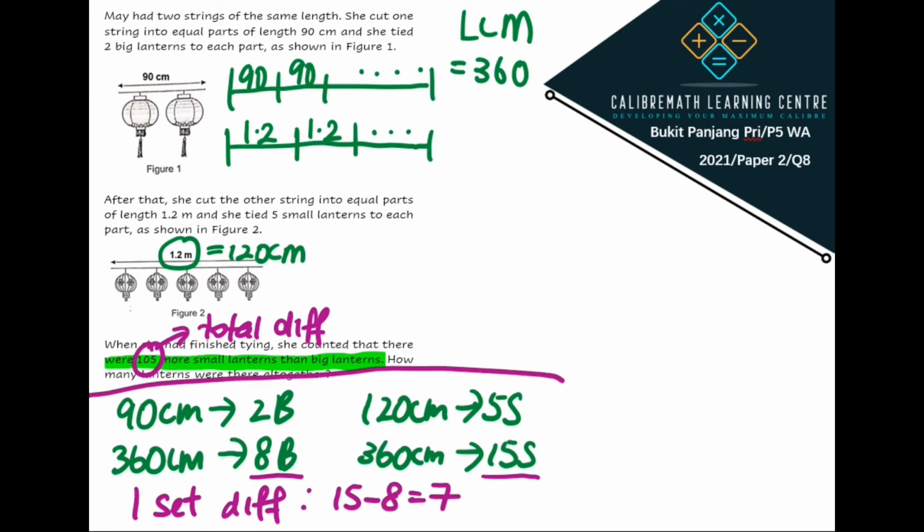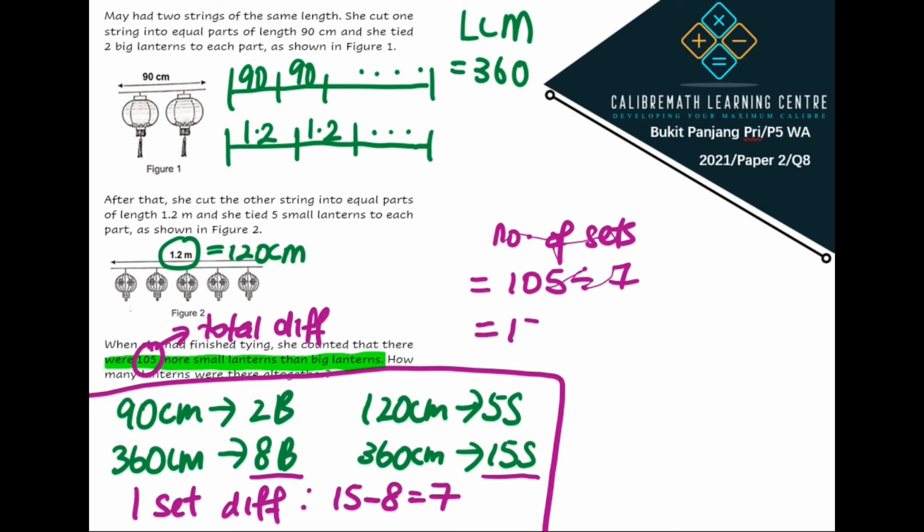Now that we have found our one set, we are going to find our number of sets from the 105, which is the total difference given in this question. So we can use 105 divided by 7, which is the difference per set. That gives us 15 sets.